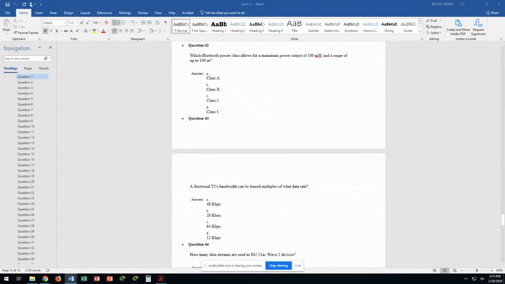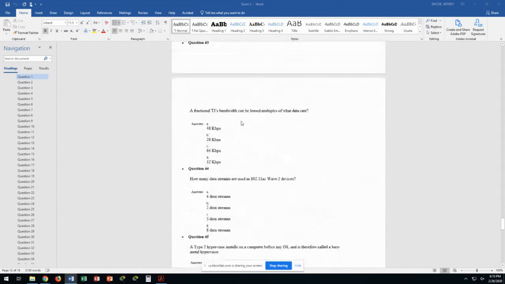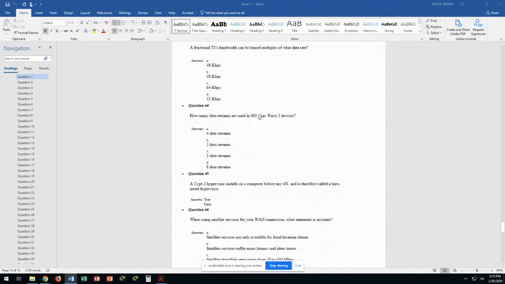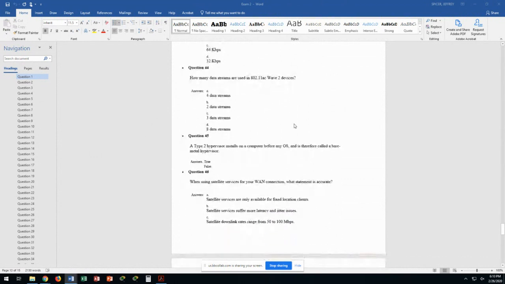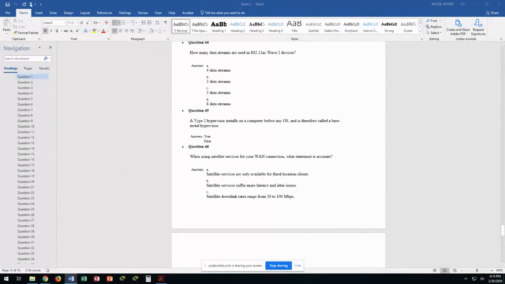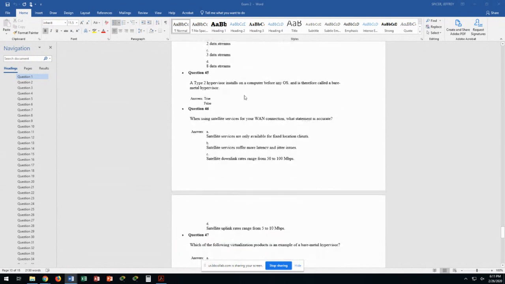42. Which Bluetooth power class allows for a maximum power output of 100 milliwatts and a range of 100 meters? Class 1. Good job. 43. A fractional T1's bandwidth can be at least multiples of what data rate? 64 kbps. 44. How many data streams are used in 802.11ac Wave 2 devices? A, 4 data streams.